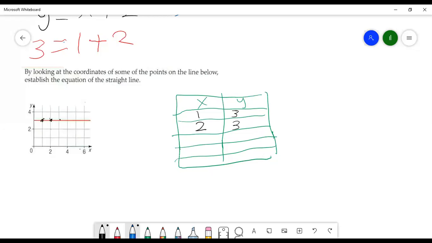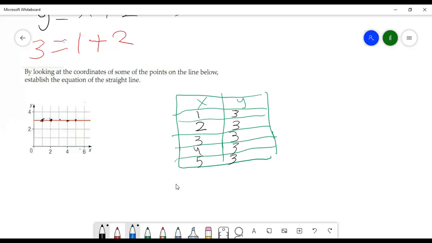This point, 3 and 3. What about this point, for example? 4 and 3. 5 and 3. 6 and 3. What do you notice? Y is 3 for all of them. The values of y are always equal, always 3, always the same, isn't it?